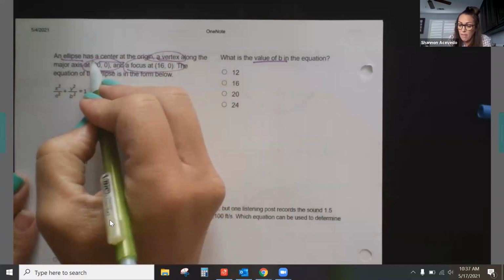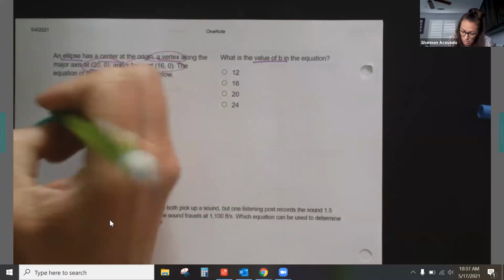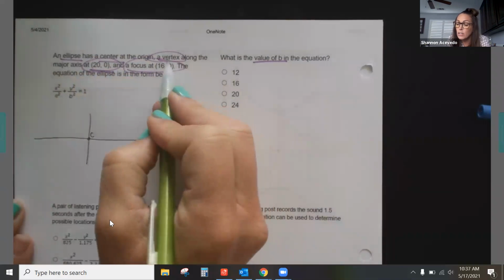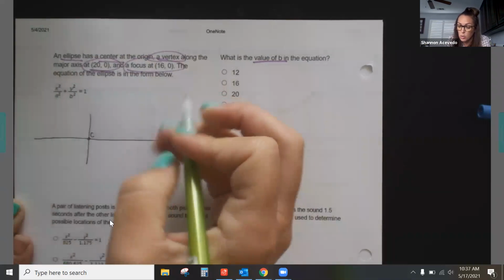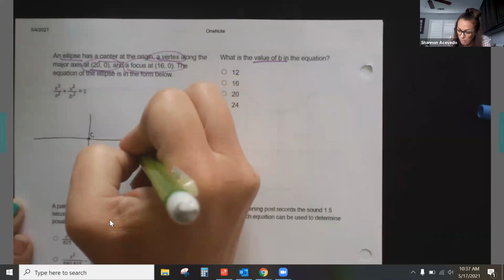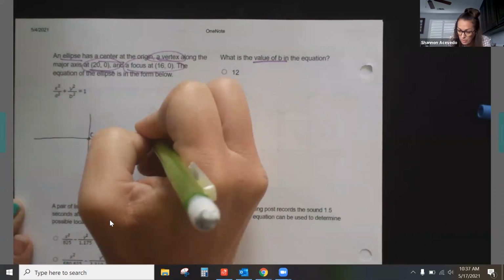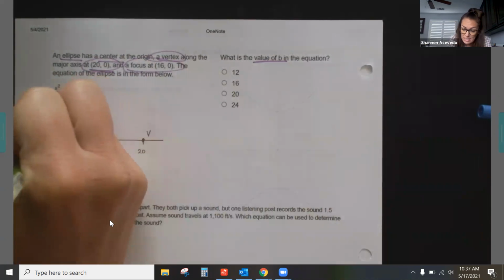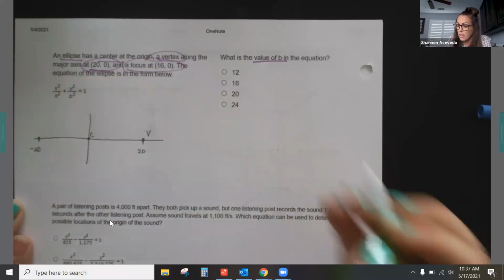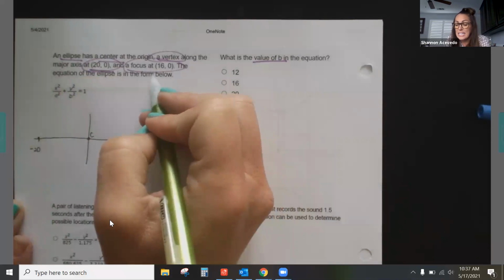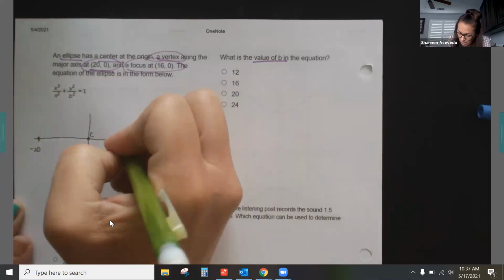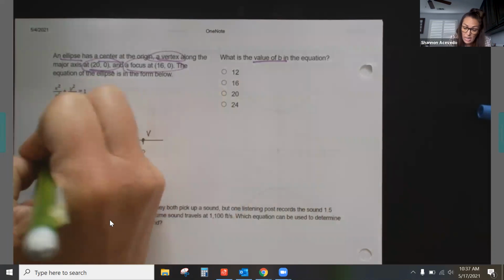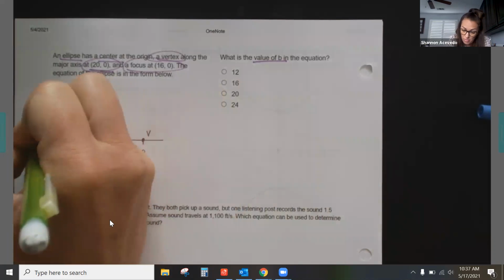So we know that the center of our ellipse is going to be here at the origin. So here's my center. I have a vertex along the major axis at 20, 0. So I know I have a vertex here at 20, 0. You know what else I know? I also know that I would have one here at negative 20, 0, right? I have a focus here at 16, 0. So I would also have had one at negative 16, 0.